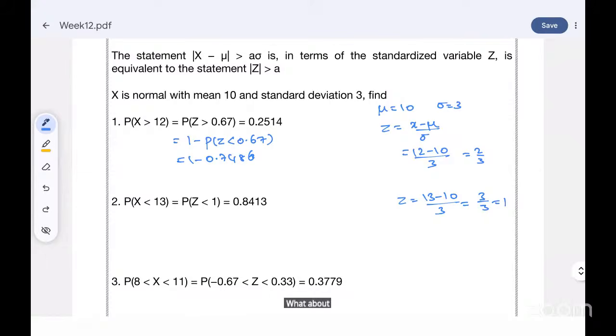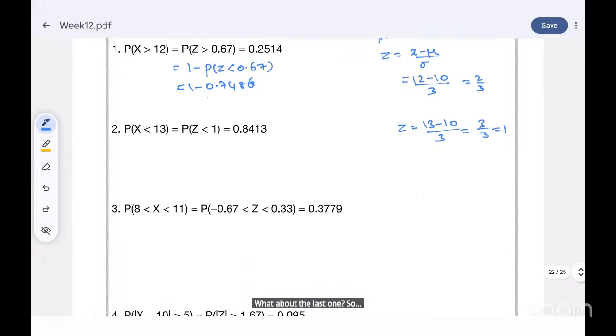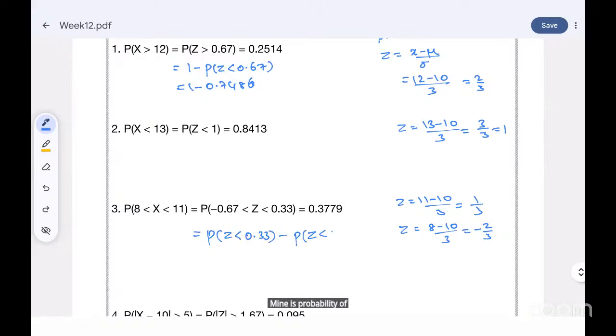What about the last one? Z is 11 minus 10 by 3, so 1 by 3, that is 0.33. And then Z is 8 minus 10 by 3, so minus 2 by 3, that is minus 0.67. So this is probability of Z less than 0.33 minus probability of Z less than minus 0.67.